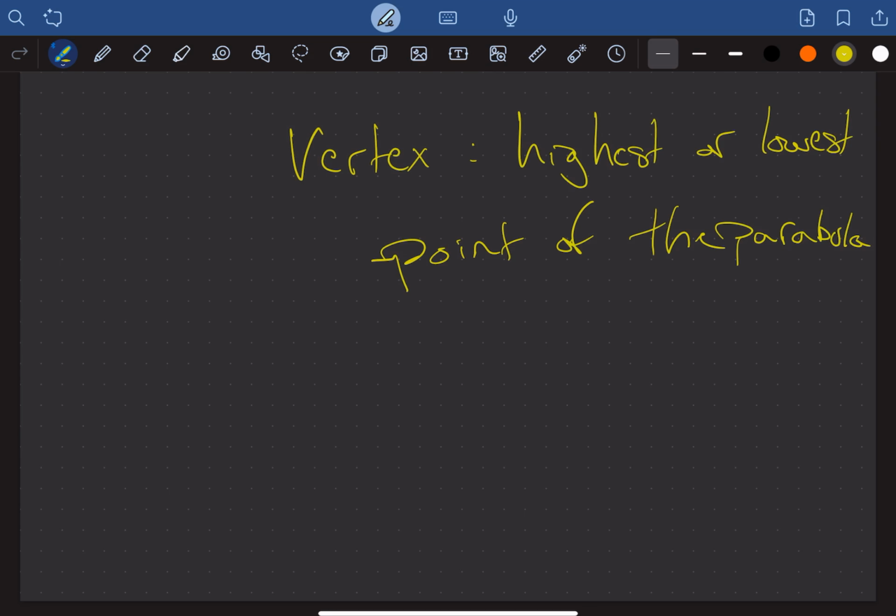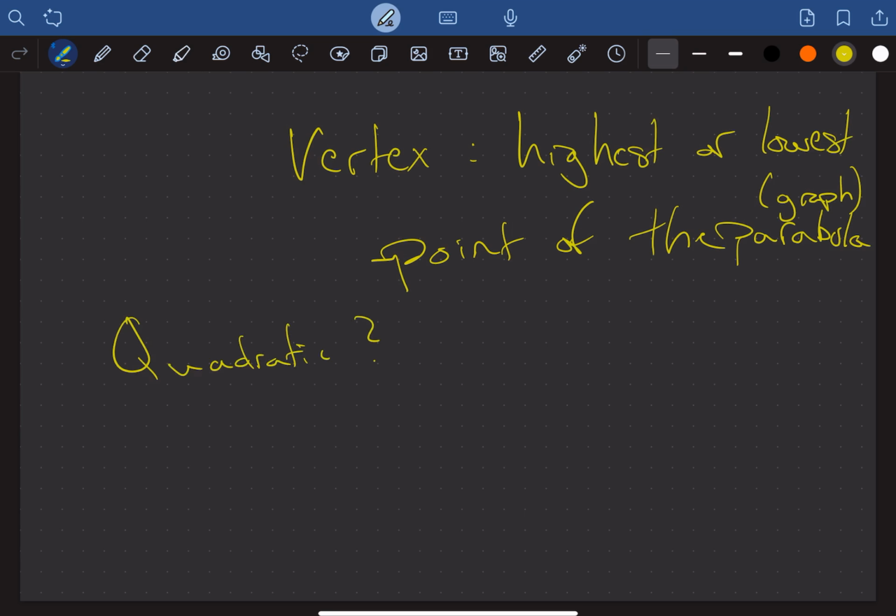So what is a vertex? The vertex of an equation, in this case of a quadratic equation, is the highest or lowest point of the parabola. The highest or lowest point on the graph, generally speaking, is what a vertex is. But in our case here for a quadratic, we're talking about a parabola.